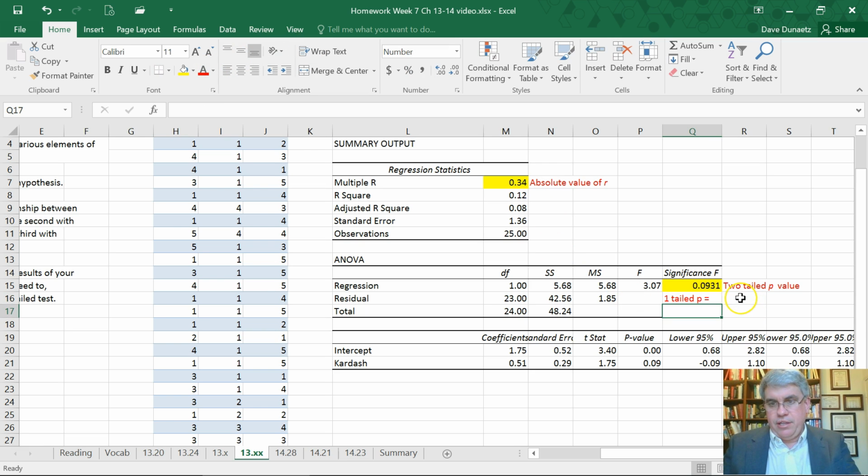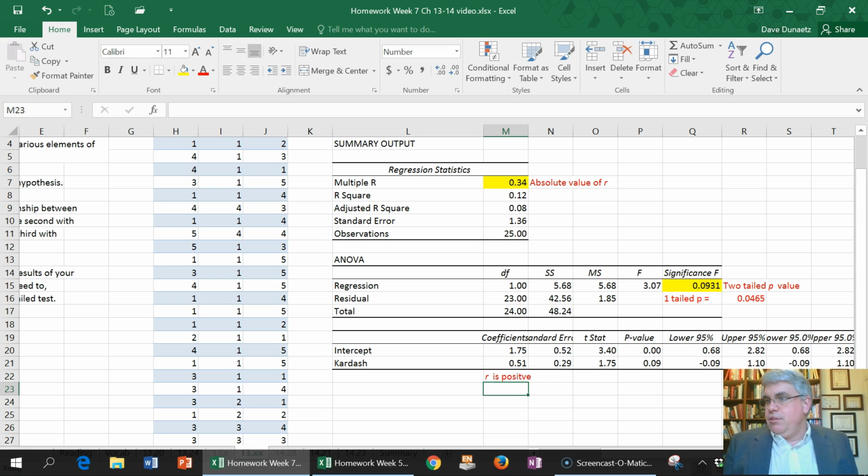And let's do a little calculation here. This is Q15, so we're going to do equals Q15 divided by 2. It's 0.465. Oh, that's significant. It's less than 0.05. So we do have a significant correlation. Now let's check the sign, and we can see the coefficient down here is 0.51. So we can say R is positive. So our hypothesis was supported.